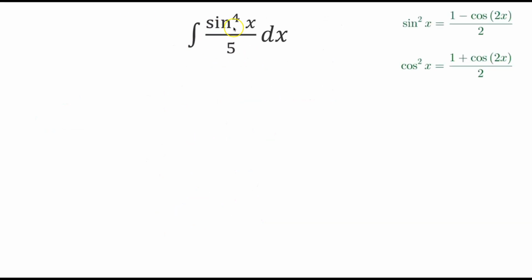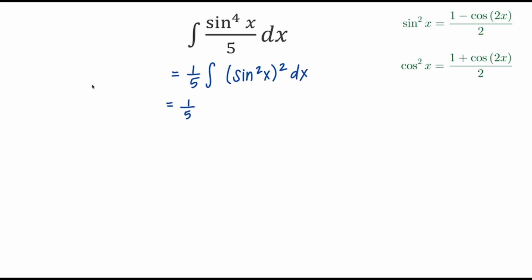Now let's integrate sine to the 4th x all over 5. So we have sine x raised to an even power, and cosine x is raised to the even power 0. So we're going to use that second case where we use the power reducing identities. Let's start by pulling out the 1/5. So we're going to rewrite this as 1/5 the integral of sine squared x, squared, dx. So now I can use that power reducing identity, 1 minus cosine 2x over 2, inside the parentheses.